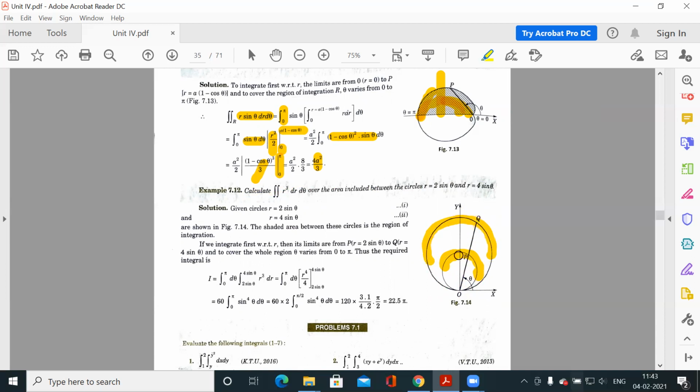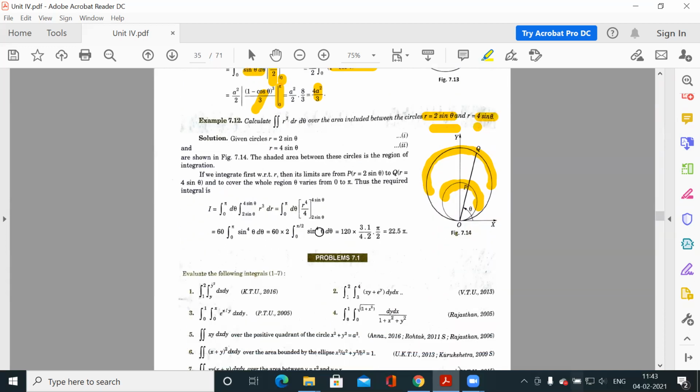On this lower limit, this is the circle r equal to 2 sine theta. So the minimum value of r is 2 sine theta, the lower limit, and the maximum it is going up to 4 sine theta. So this is your upper limit. So r varies from 2 sine theta to 4 sine theta, and theta varies from 0 to pi. Now you have to integrate this. So r cube, the integration is r to the power 4 by 4. Apply the limits.